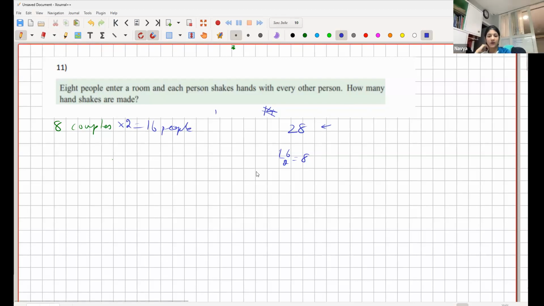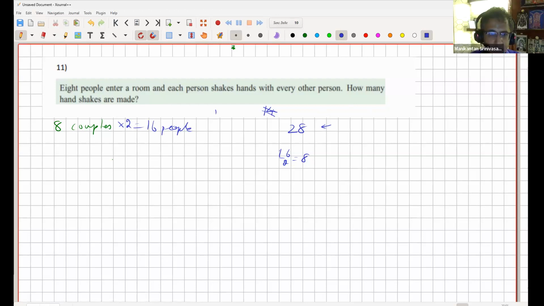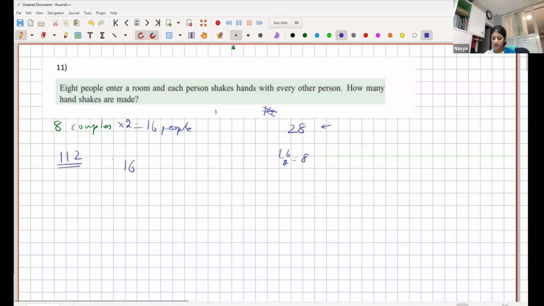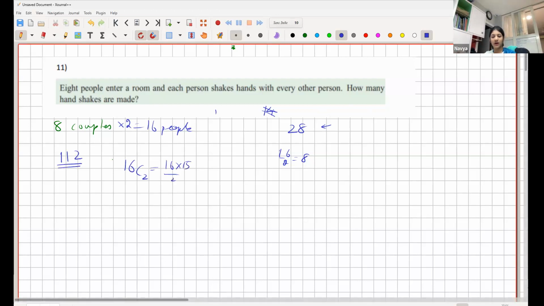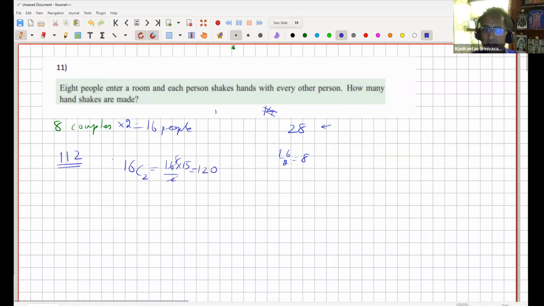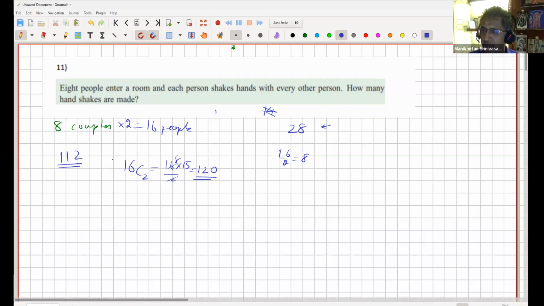I got 112. Okay, explain your answer, please, Navya. So I did 16 people, so 16 choose 2. That gave me 120. And then since each person handshakes with their own wife or husband, that's 8 handshakes, so you reduce 8. Exactly. Yes.